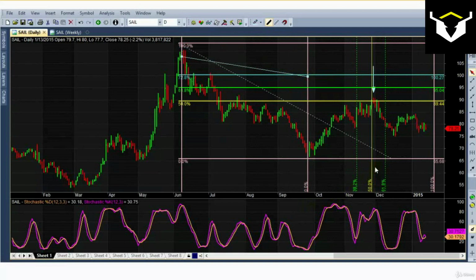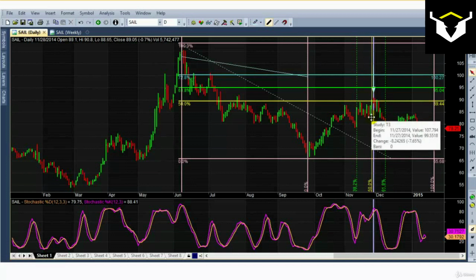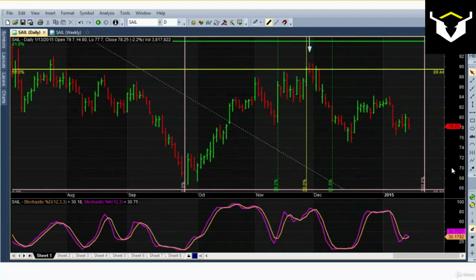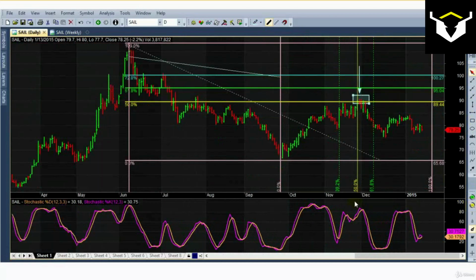There you can see the top was made one day after the 50% time retracement. The 50% level suggested that the top might be made on 27 November, whereas the actual top occurred on 28 November. So how powerful do you think this knowledge is? Time suggests there will be a change in trend. Price suggests there will be a change in trend. What else do you need to know that there will be a change in trend?